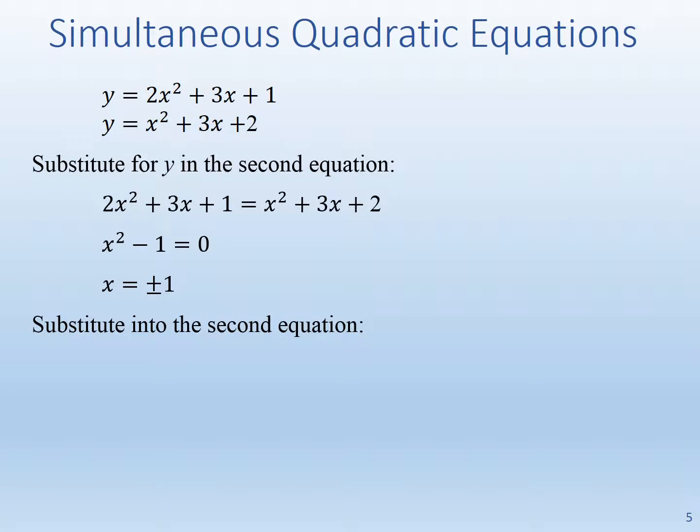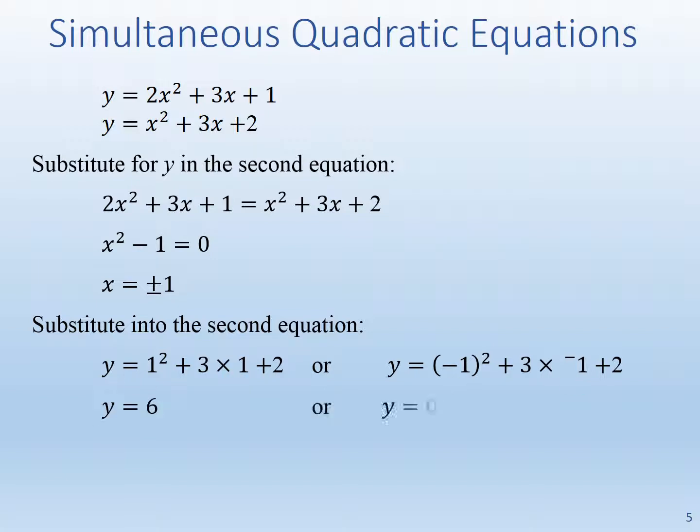We now need to find y, and we can substitute for x in either of the two equations. I've chosen the second one because it looks a little bit easier. So there are our two values of y simply by substituting for x. That's x equals 1 in this first equation, x equals minus 1 in the second equation. Evaluating those, we'll get y equals 6 or 0, leading to our solutions of 1, 6 and minus 1, 0.